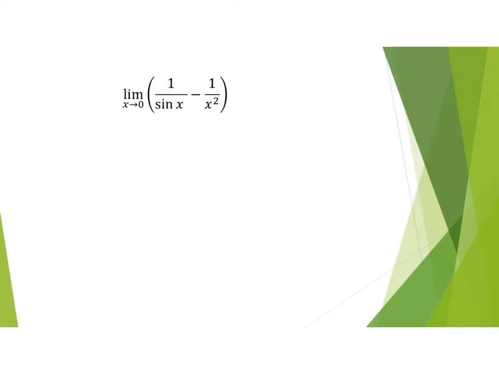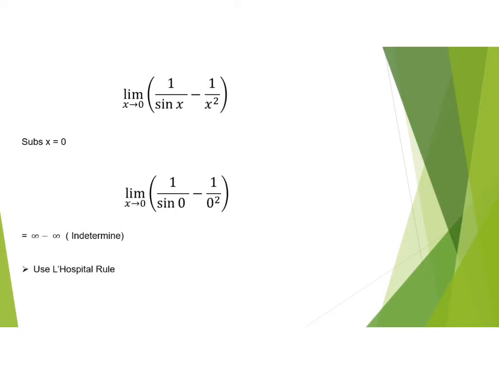First, we need to substitute the value of x with the limit, where the limit is 0. We substitute and we get the limit as x approaches 0 of 1 over sin 0 minus 1 over 0 squared, and we get infinity minus infinity, which is an indeterminate form. So we need to use L'Hospital's rule. There are 4 rules in L'Hospital's rule, and for this question we need to use the differences.